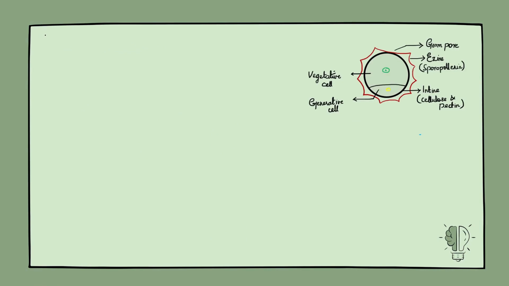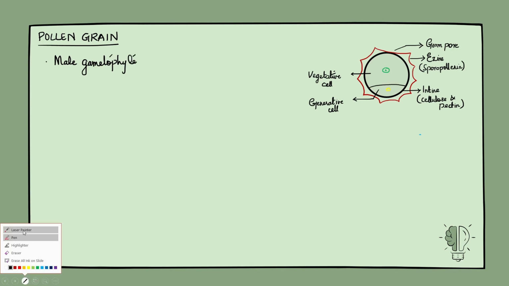All right, we just learned about the formation of a pollen grain. Now, let us see the structure of a pollen grain. A pollen grain represents the male gametophyte of a flower. And the pollen grains are usually spherical in structure.